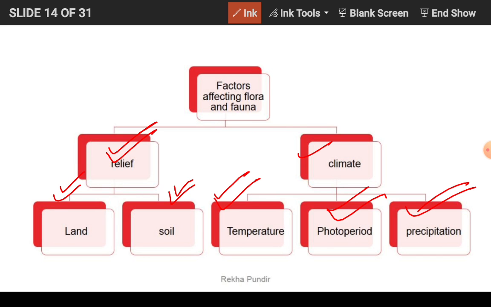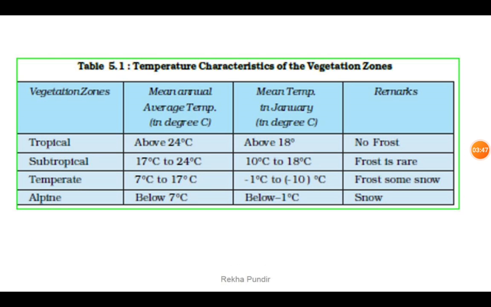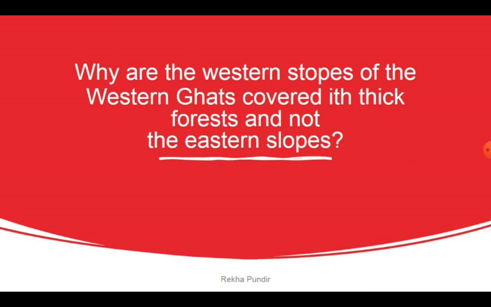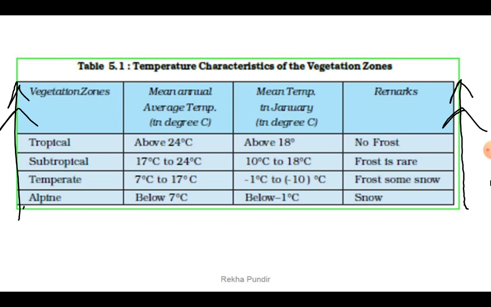Precipitation: in India almost the entire rainfall is brought by the advancing southwest monsoon, from June to September, and the retreating northeast monsoon. Areas of heavy rainfall have more dense vegetation as compared to areas of less rainfall. As we were discussing the different vegetation zones, there are four different vegetation zones. Over here we are going from alpine to tropical, with the mean annual temperature, the mean temperature in January, and the remarks.